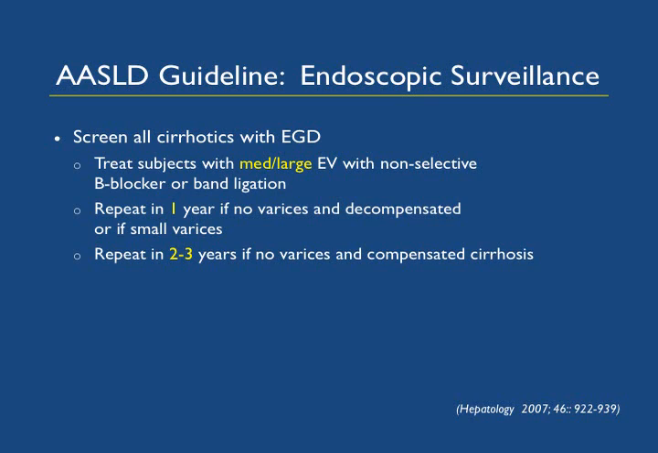Also, if they have small varices, which do not mandate use of beta blocker prophylaxis, it's recommended that a repeat endoscopy be performed in 1 year to determine if they've evolved into medium or large varices. If on the first endoscopy the patient has no varices at all and is a compensated cirrhotic, then surveillance endoscopy is recommended every 2 to 3 years.